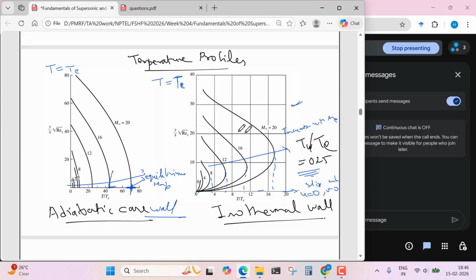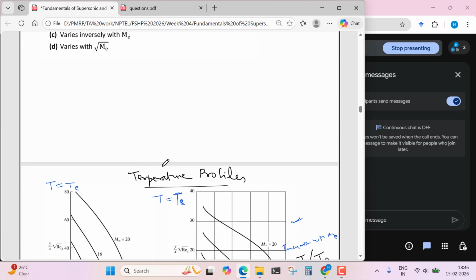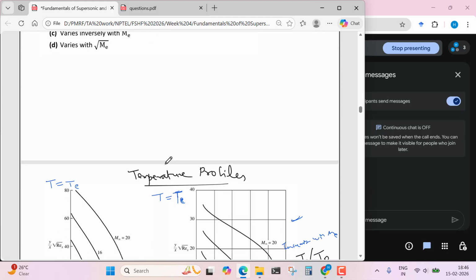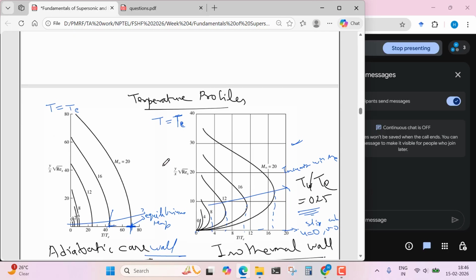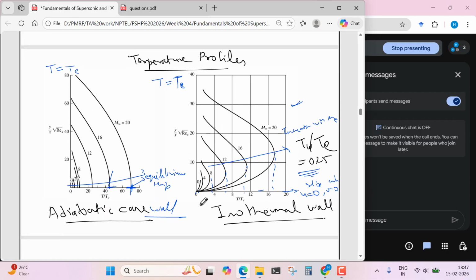And the temperature mainly increases more because the more kinetic energy the flow has, the more it will be converted to thermal energy. That's why the higher the Mach number is, the higher will be the temperature inside the boundary layer.